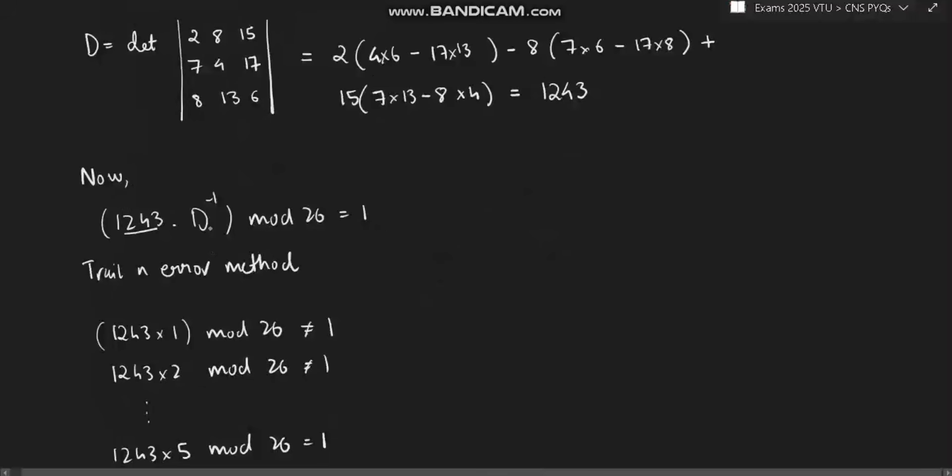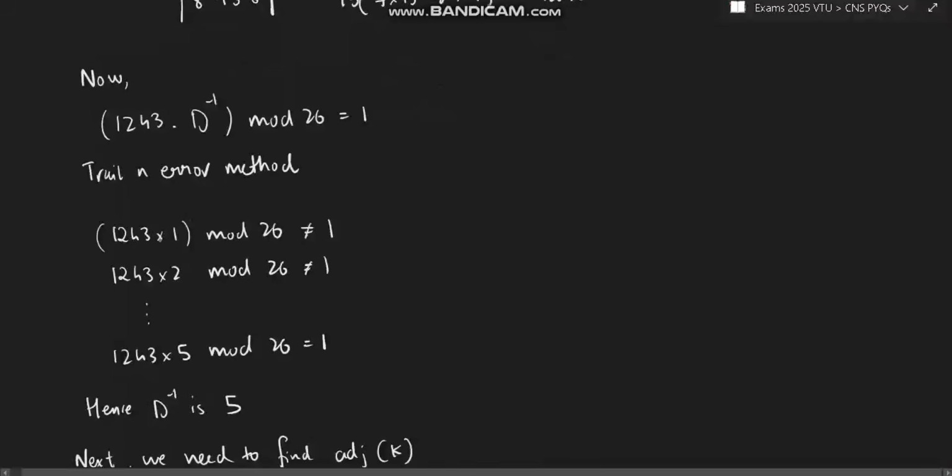Here what you have to do is substitute the value of D inverse starting from 1. So if you do 1243 into 1 mod 26, will you get 1 or not? If not, move to the next one. Try that. If not, move to the next one. Try that, till you get it. Okay, that is a trial and error method. So in this case, 1243 into 5, whatever answer we get, if you divide by 26, we get a remainder 1. So 5 is the value of D inverse.